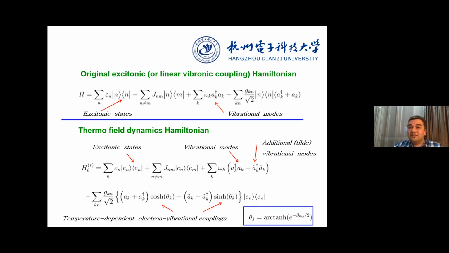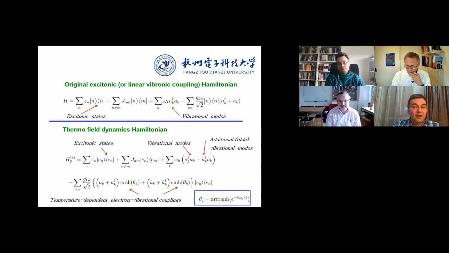And these vibrational modes are coupled to electronic states. And these G, K, N are just electron vibrational couplings. And if we reformulate the problem in terms of this thermofield dynamics approach, we will get this Hamiltonian. And when you look at this Hamiltonian, you will see that the electronic or excitonic part remains absolutely the same as in the original Hamiltonian.